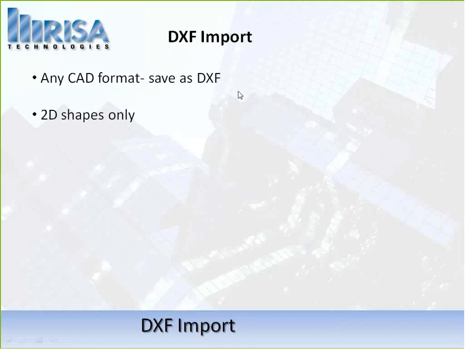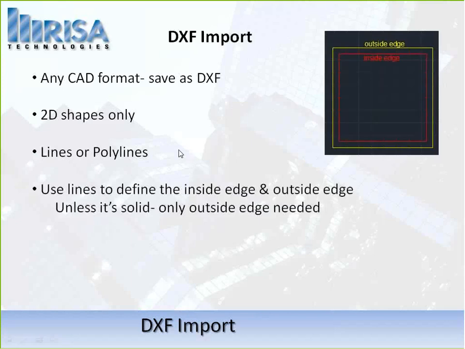It's coming in as 2D shapes only. What we've been looking at is section properties, and we can only see that in two dimensions. So you're going to want to draw that in as two-dimensional or save it as two-dimensional. If you have a three-dimensional model, you're going to want to make sure you collapse it into a two-dimensional only model. You can use lines or polylines. In the models I've made here, there are some complex shapes I've built with both lines and polylines. You need to use lines to define the inside edge and the outside edge.